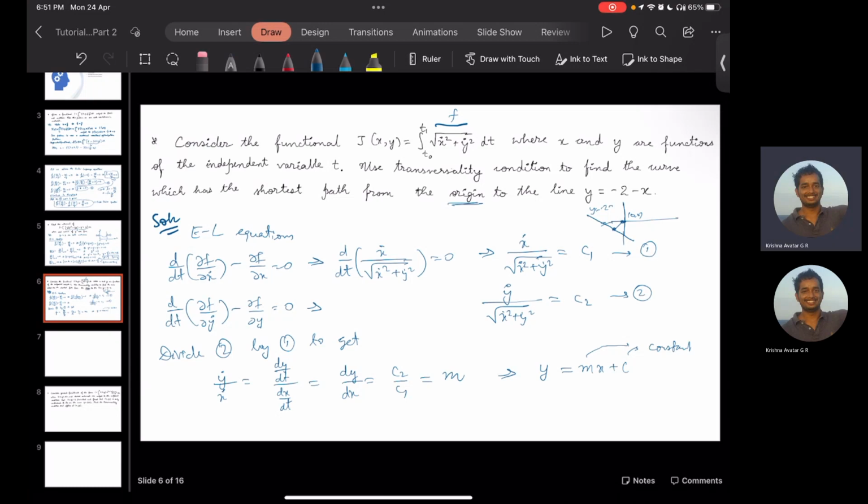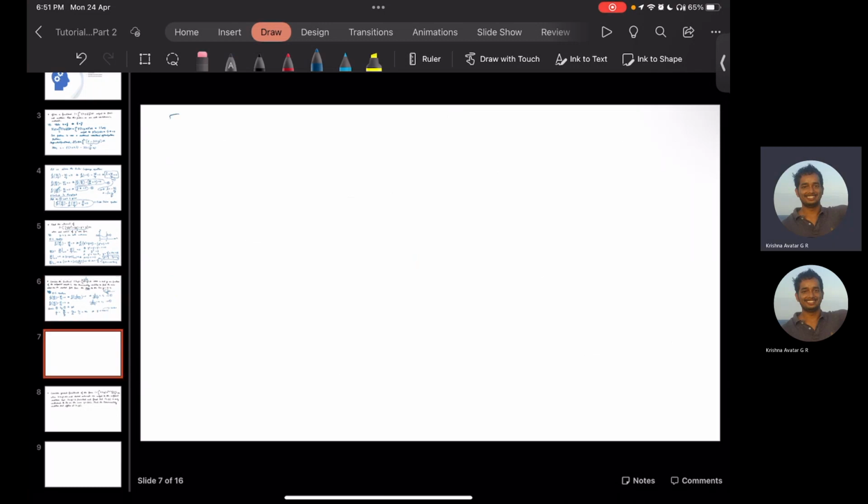So let's use the fixed end condition. Fixed end condition is y of 0 is equal to 0, right? So this means that 0 is equal to c, is it not? So we have found one condition.